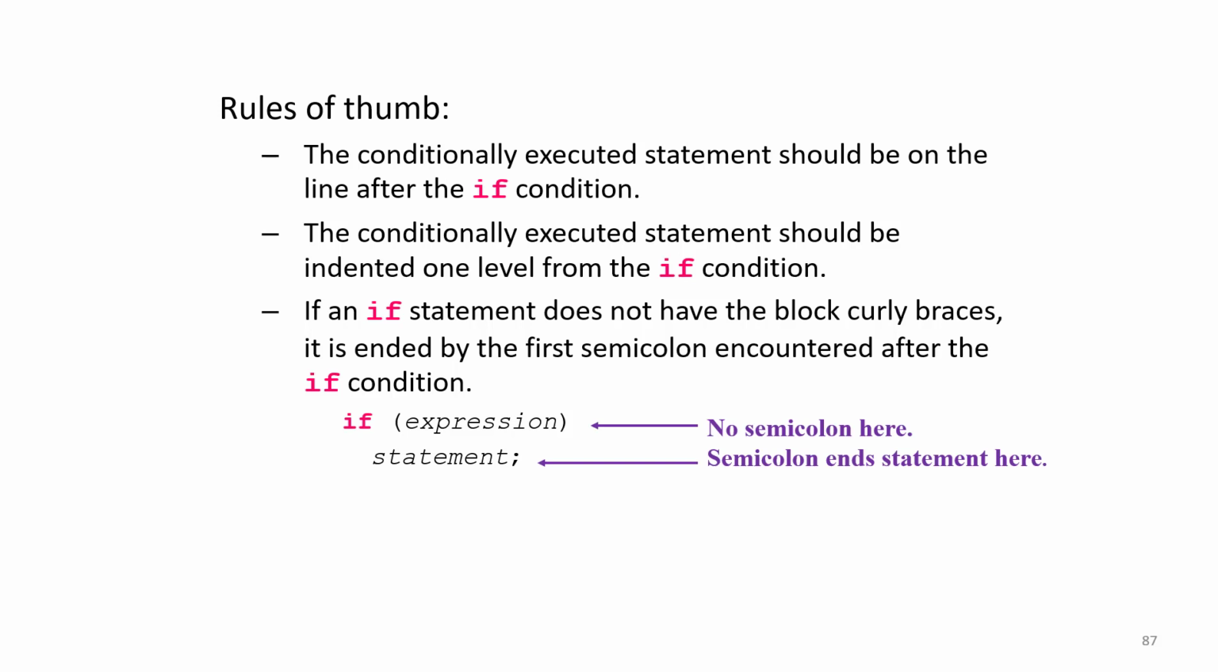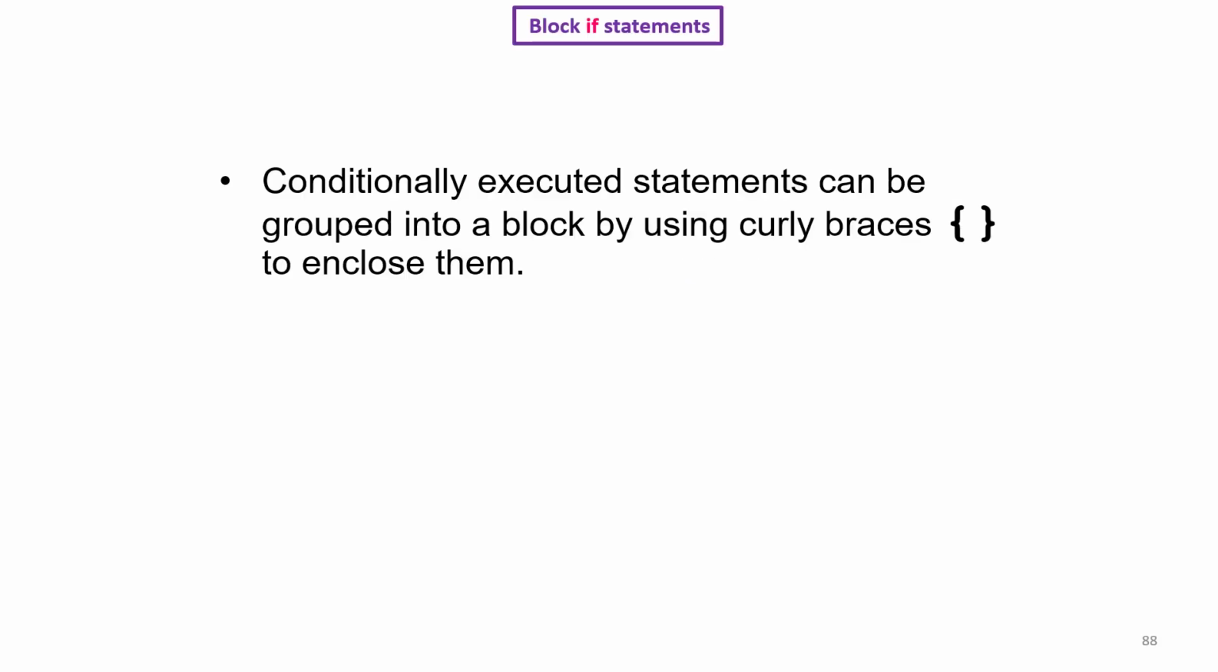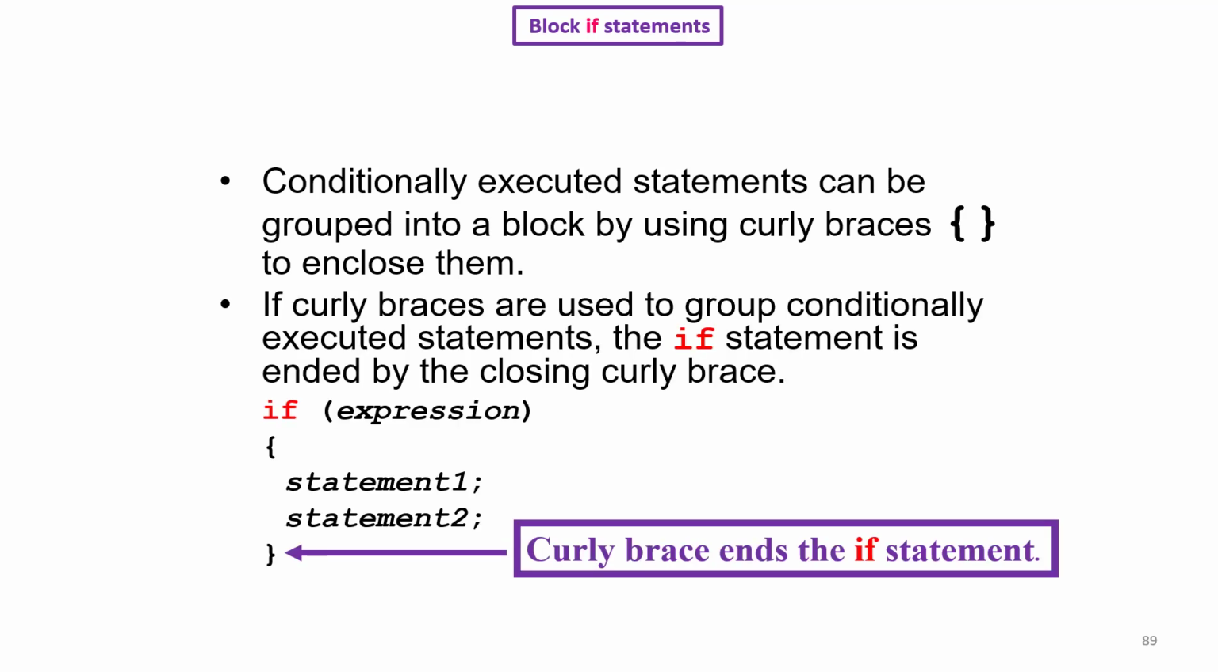If an if statement does not have the block curly braces, like the curly braces we looked at a few slides back, it is ended by the first semicolon encountered after the if condition. But as we just saw, a set of conditionally executed statements can be grouped into a block by using curly braces to enclose them. And, if curly braces are used to group conditionally executed statements, the if statement is ended by the closing curly brace. Note that no semicolon follows that brace.